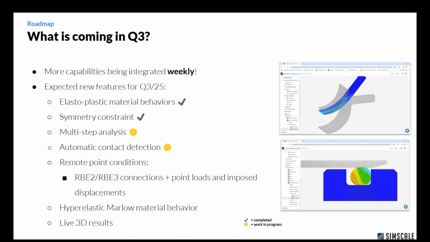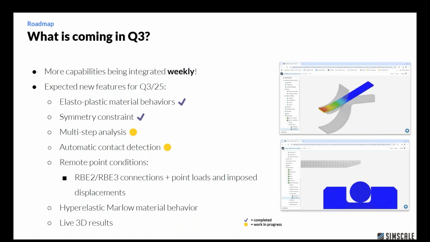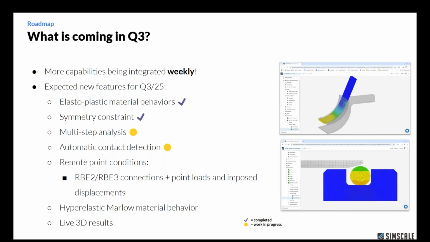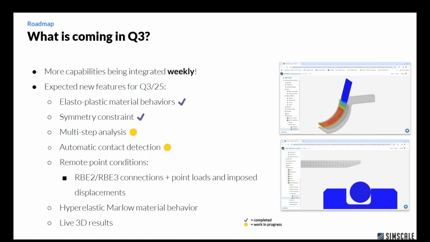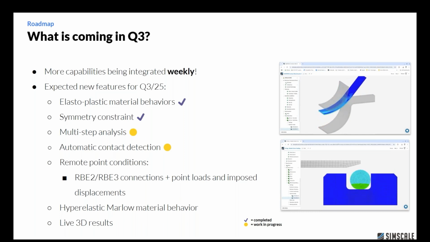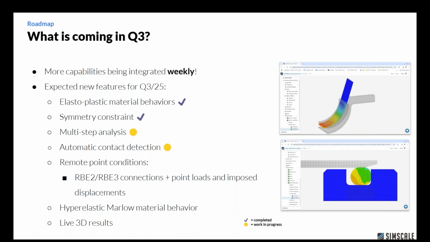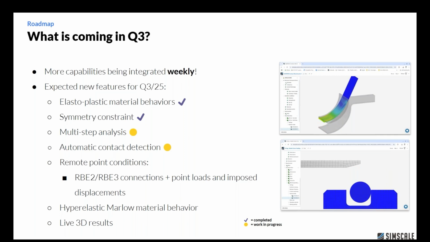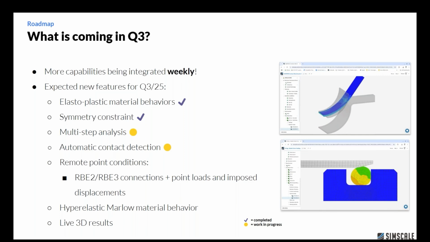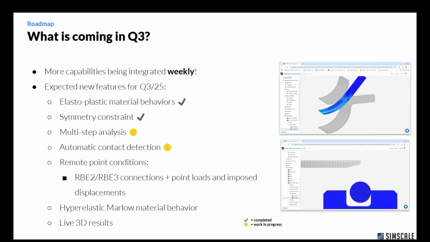So expected for Q3 are, for example, the elastoplastic material behavior that we have actually already shipped, and you've seen that today. The symmetry constraint is also done. This is in the final Q&A stages. It will come latest by next week. And then you have the Marc native symmetry condition, which acts a bit more like a contact condition against an infinite plane, which allows really the large deformations and contacts to intersect the symmetry condition in a robust way.